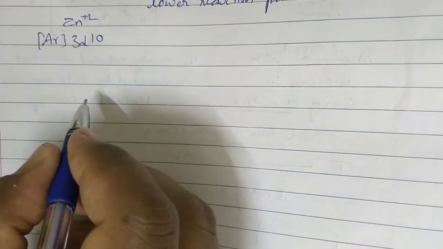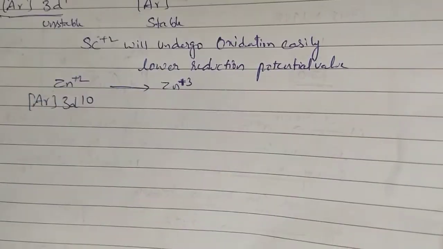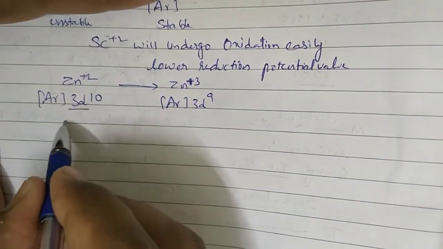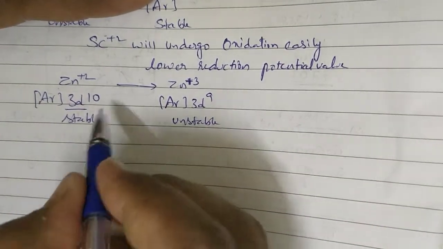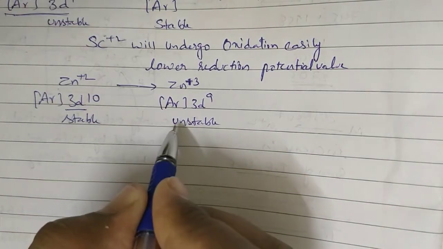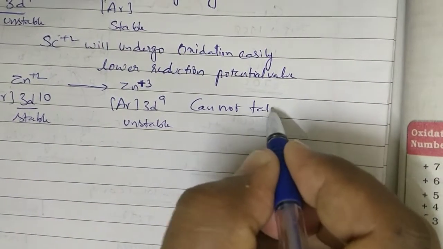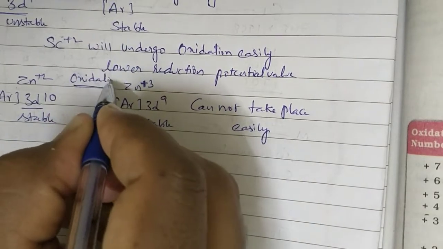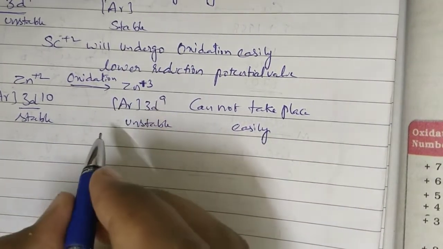Zn+2 configuration is argon 3d10. Actually Zn+3 is not at all possible. Let us see. Zn+3 configuration is argon 3d9. 3d10 is completely filled, which is highly stable. This is unstable. No one wants to lose their stability. So conversion of stable to unstable won't take place. So this process cannot take place easily. Which process is this one? Oxidation. Zn+2 to Zn+3 cannot take place easily. That means oxidation will not take place easily.